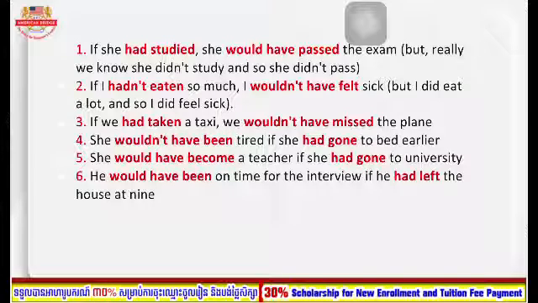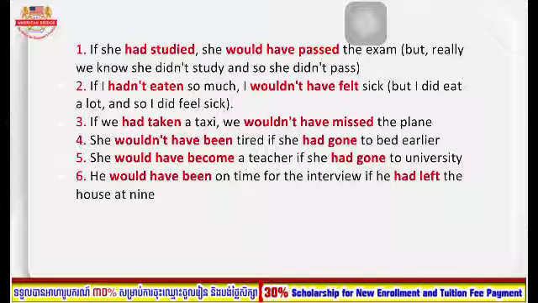If subject plus past perfect, would plus perfect. Teacher will explain the examples one by one to make you clear about the third conditional. If she had studied, she would have passed the exam. So we can also talk about regret. You can see here in the if sentence we talk about the past, right?